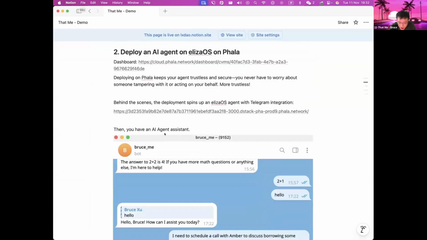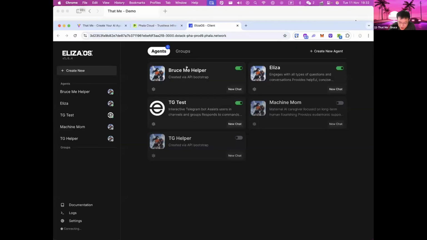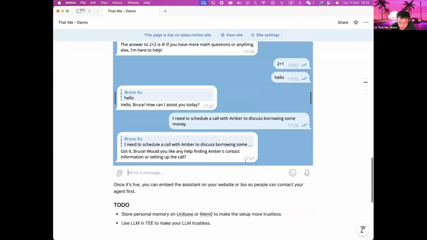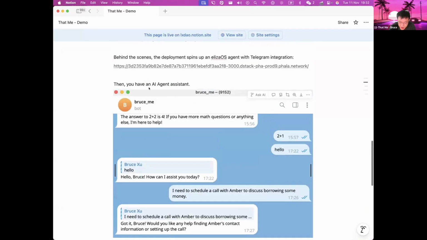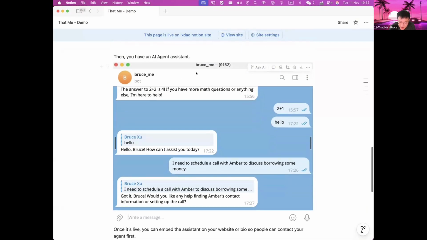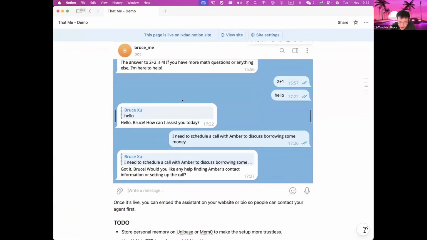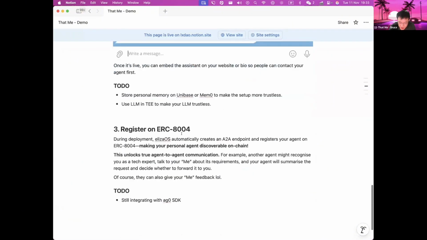And yeah, after creating an AI agent, it actually creates an agent on Alaza, with Telegram integration at the moment. After that, you will be able to use the AI agent. So it's like a Telegram bot. Others can also talk to this bot.